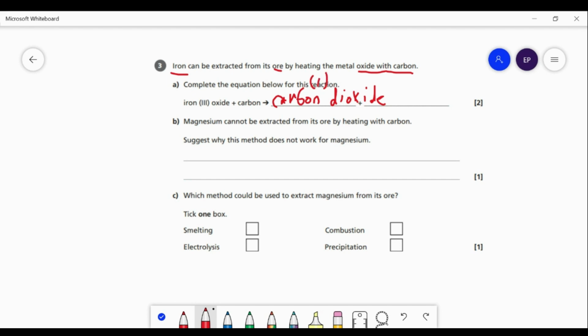And the second mark, because the oxygen has been stolen away from the iron oxide, the iron is just left on its own. So that would be our second mark.